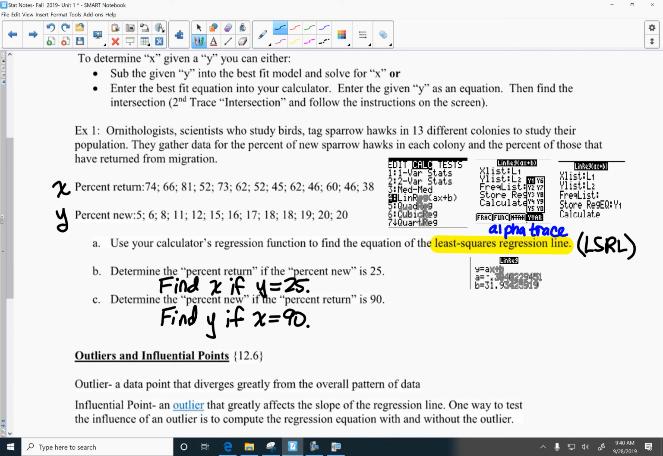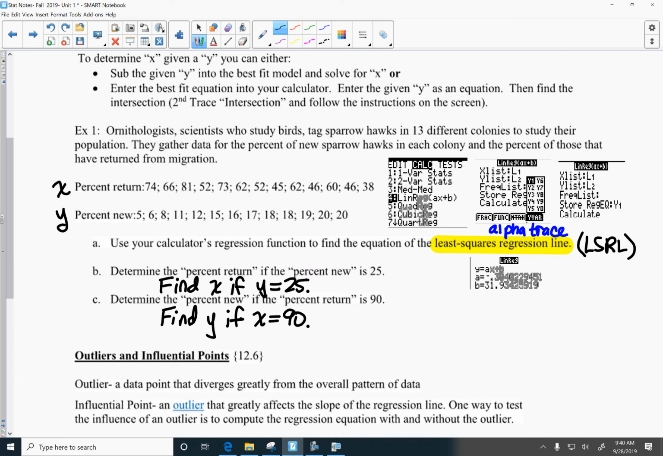All right. So the first thing that we want to do is find an x given a y. So to determine x given a y, sub the given y into the best fit model and solve for x. That would be the by hand approach, which I am anti. How about this? Enter the best fit equation into your calculator. Enter the y as an equation, then find an intersection function. All right, so let's do that. All right. How do you know it's X? Because the first set of data that you type into your calculator is always going to be x.